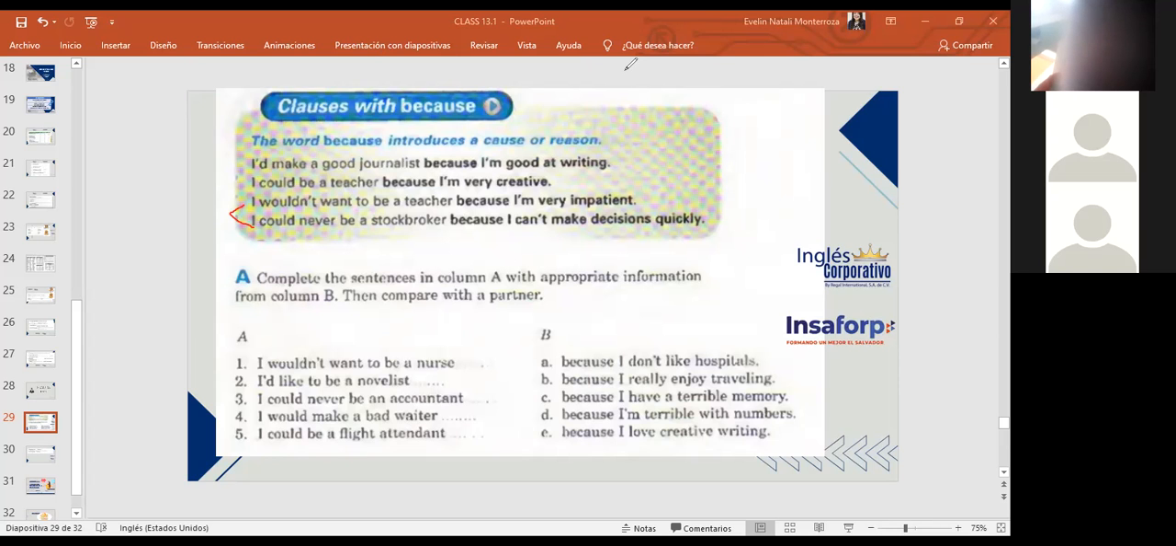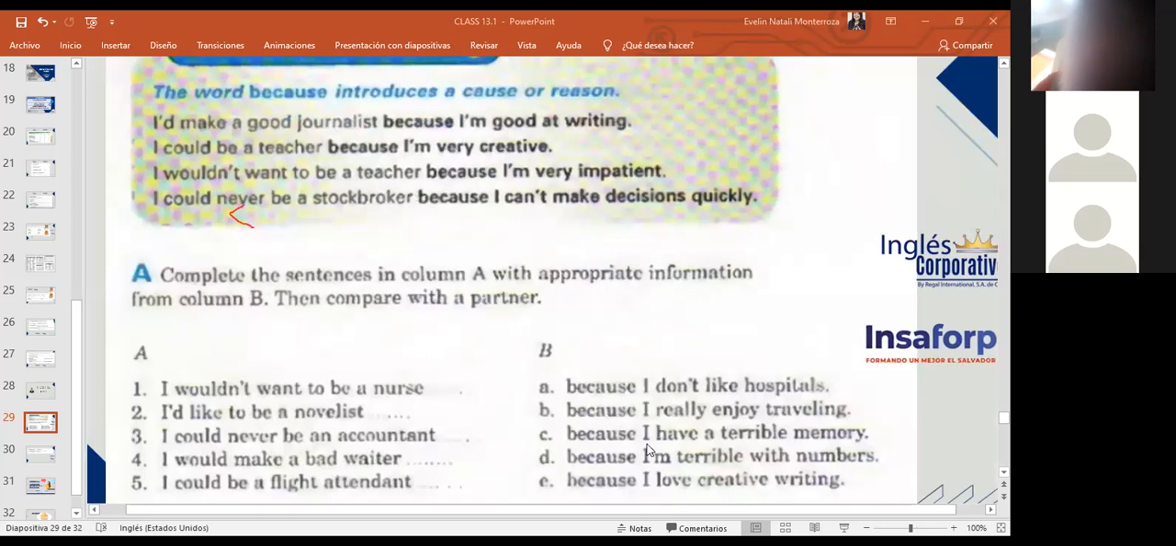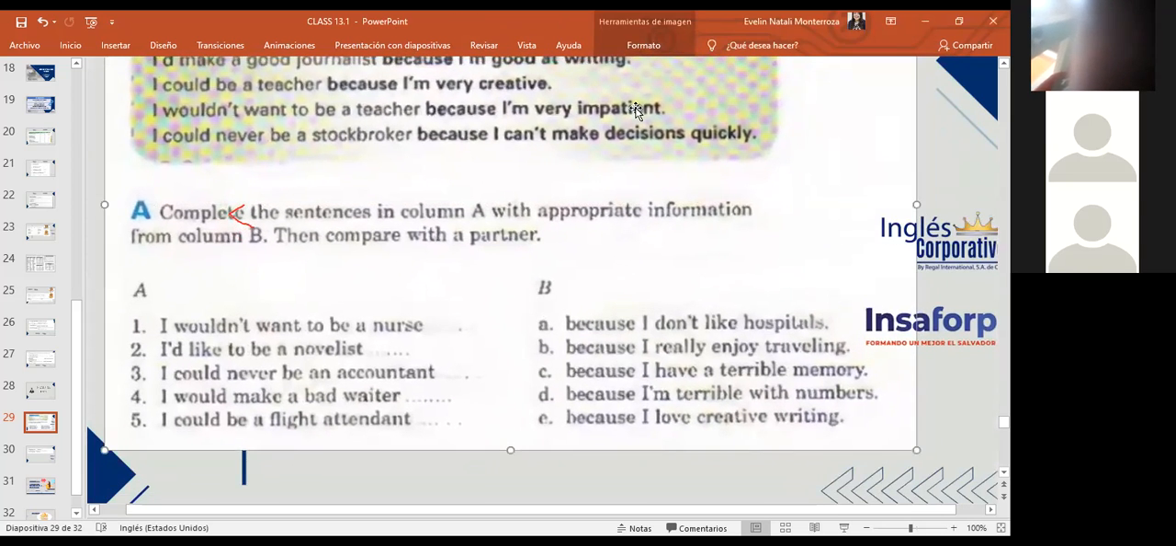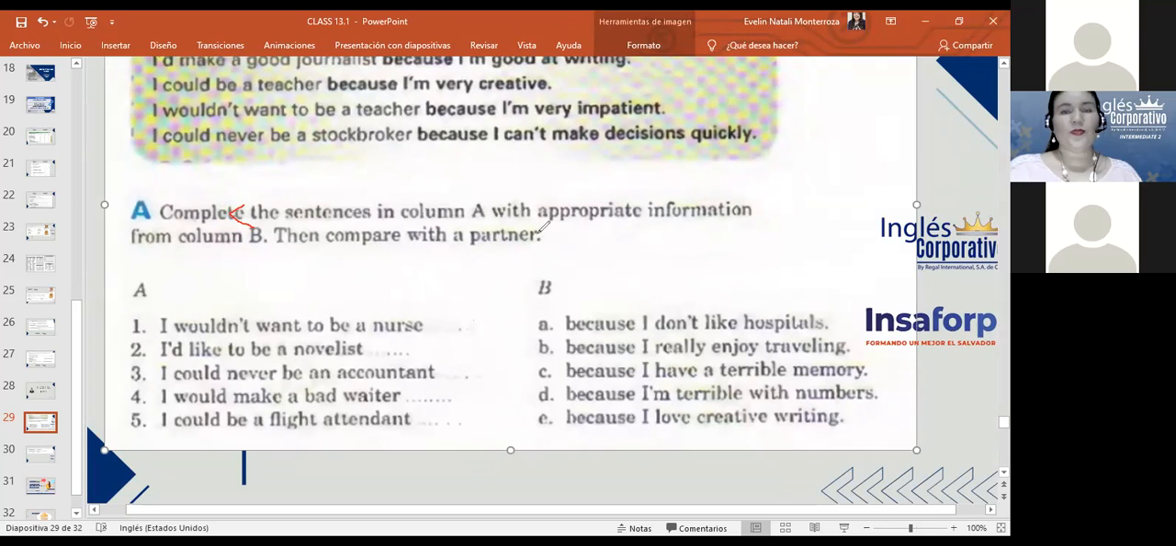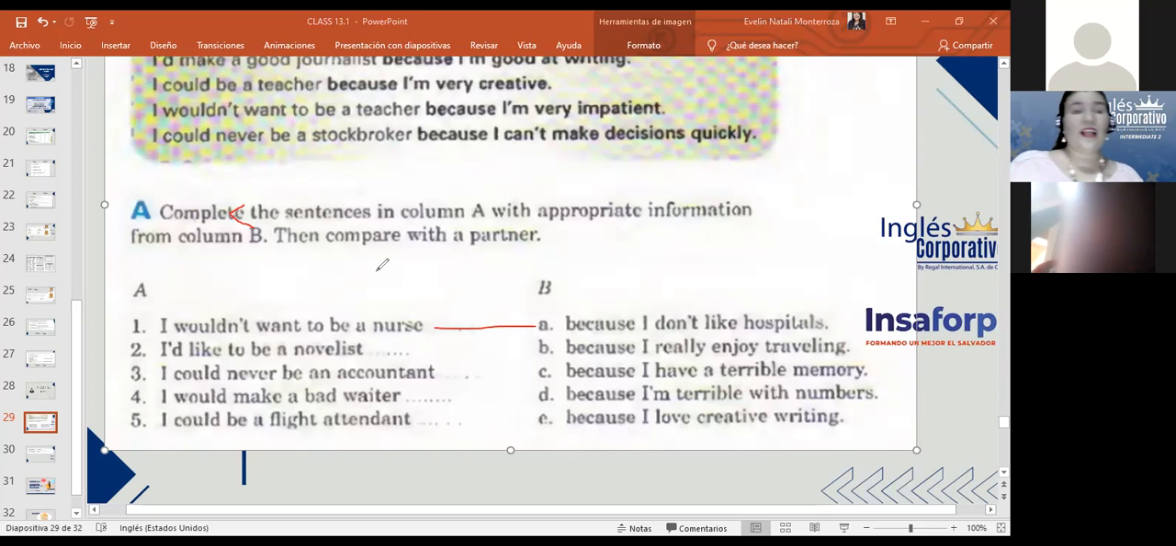So here I have a little part on which we have to make a match. It says, I wouldn't want to be a nurse. And we have to choose an option. Why? Because I don't like hospitals, right? I will never be a novelist because I love creative writing. I could never be an accountant because I am terrible with numbers, right?